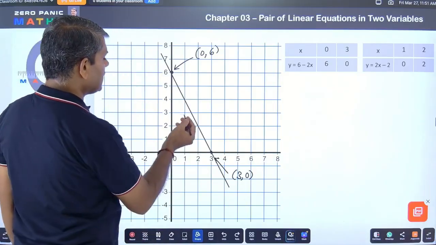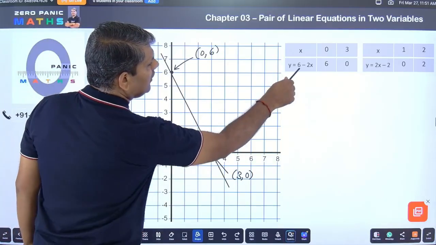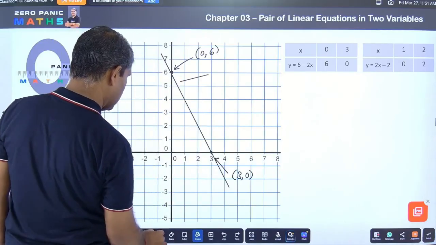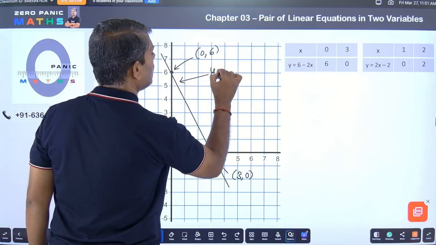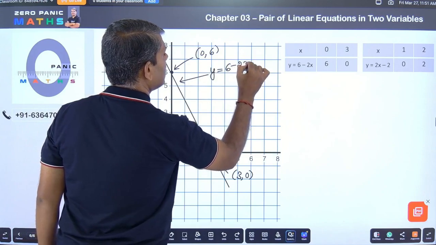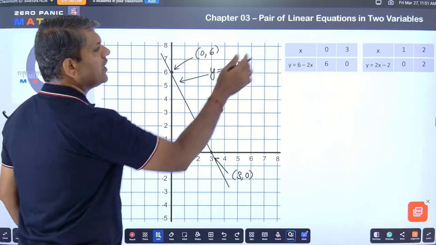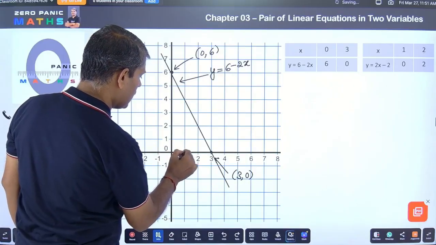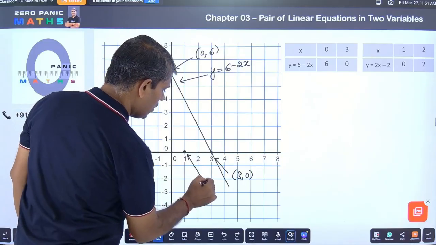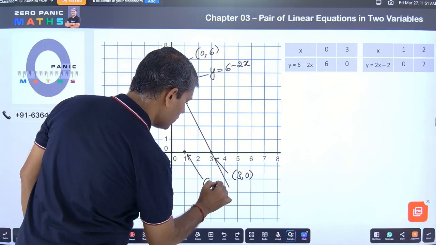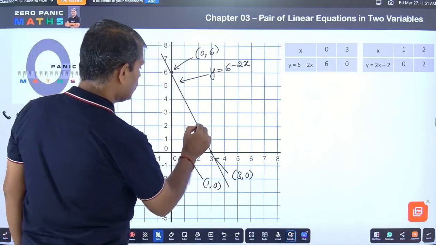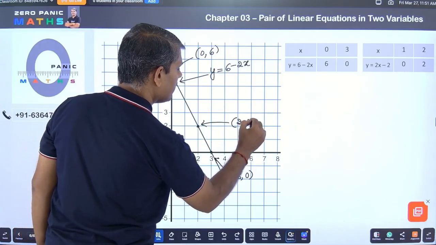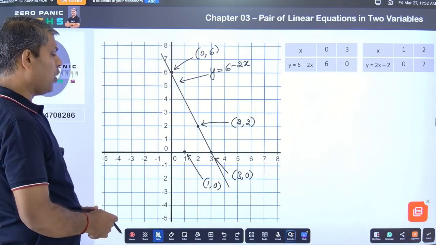Okay, let it be this line. And what is this line? It is y is equal to 6 minus 2x. Let us just write that here. Y is equal to 6 minus 2x is this line for us. Okay, let us identify the coordinates of the second line. 1 0 is this point, 1 comma 0. Second is 2 2, this point, right? And that is actually the intersecting point also for us.